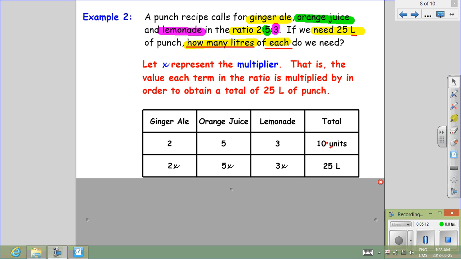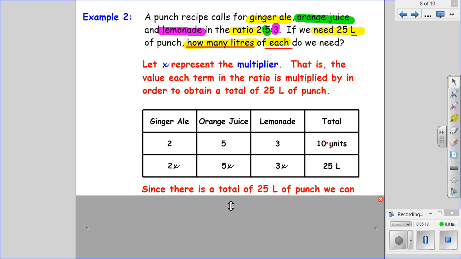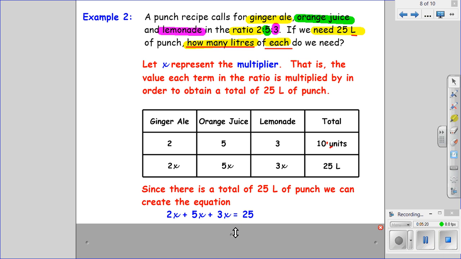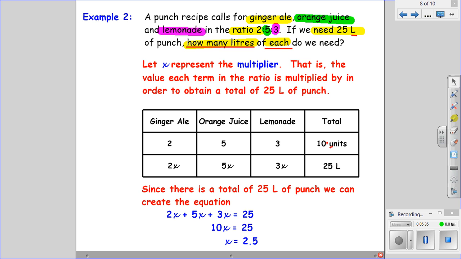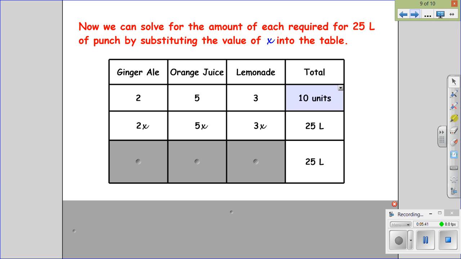Well, my knowledge of algebra lets me create an equation for that. So we have 2x for ginger ale, 5x for orange juice, and lemonade is 3x, and it totals 25. So we can write an algebraic equation, 2x plus 5x plus 3x. The x terms are all like terms. They have the same exponent, so we can just add the coefficients. 2 plus 5 plus 3 is 10, so I have 10x is 25. And in order to solve for x, we divide both sides by 10. So how much orange juice does that leave us? How much ginger ale? How much lemonade?